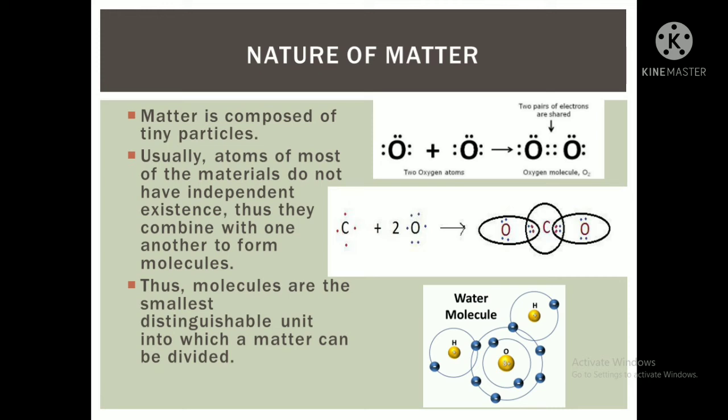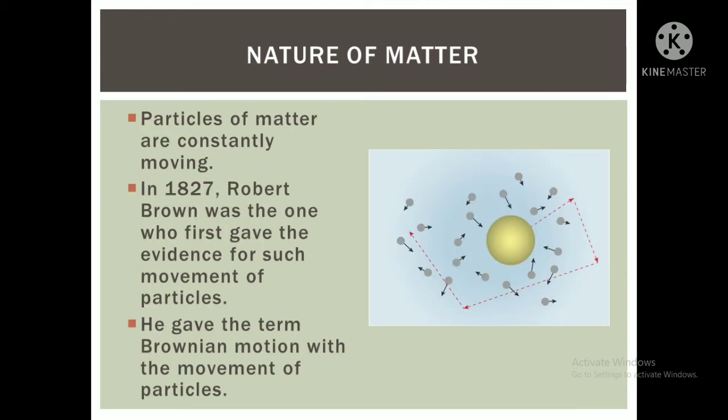Now, this nature of matter was taken as some particles of matter constantly moving. This concept was given by Robert Brown in 1827. How did he give this evidence? He suspended pollen grains from a flower in water and observed them under a microscope. He saw that the pollen grains were rapidly moving on the surface of the water.